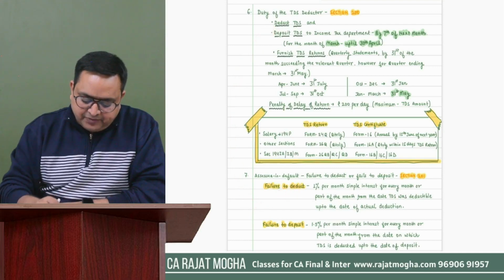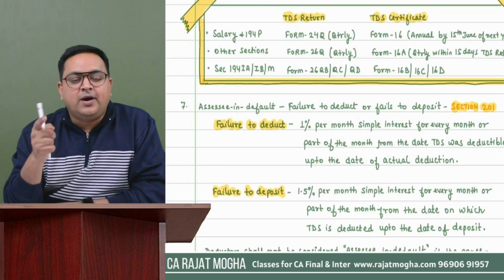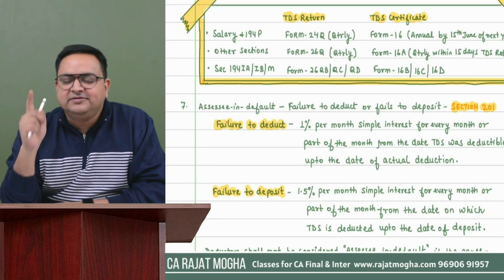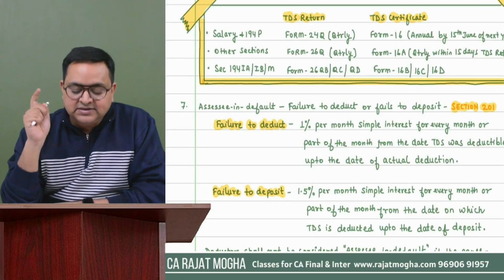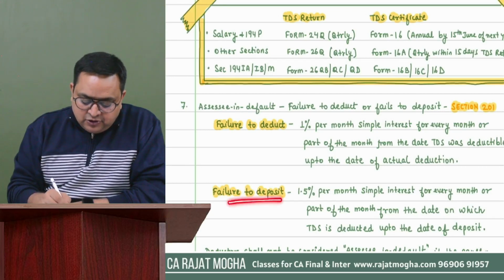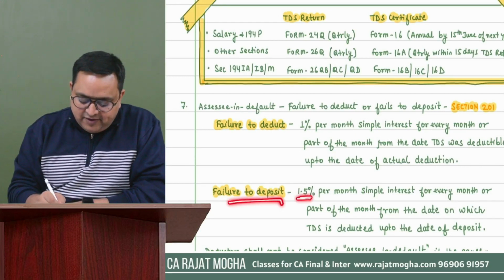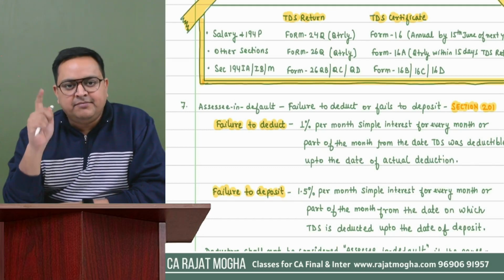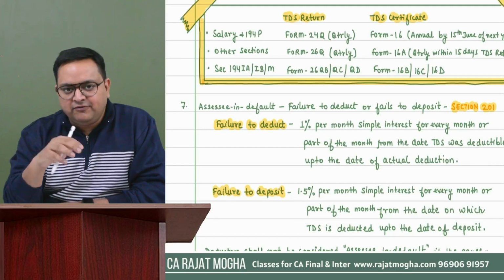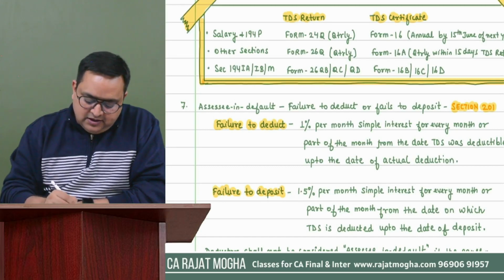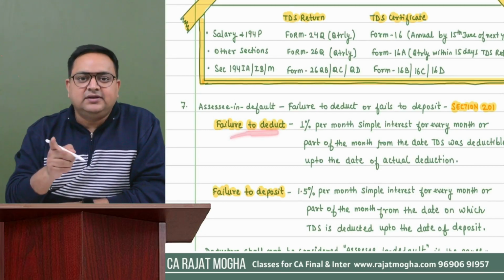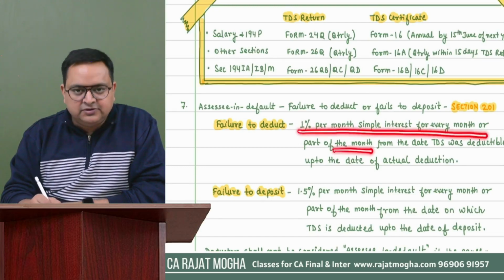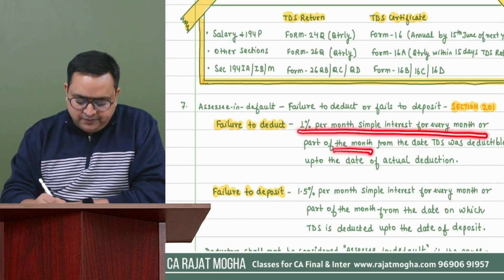Failure to deduct. If the person is required to deduct TDS and that person has not deducted TDS, then 1% per month interest rate will be charged. And if this person has not deposited the TDS, then 1.5% per month simple interest will be charged, right? For every month or part of the month, 1% or 1.5% as the case may be. So failure to deduct: if you have not deducted the TDS, then 1% per month simple interest for every month or part of the month. Got it? Part of the month also 1%.